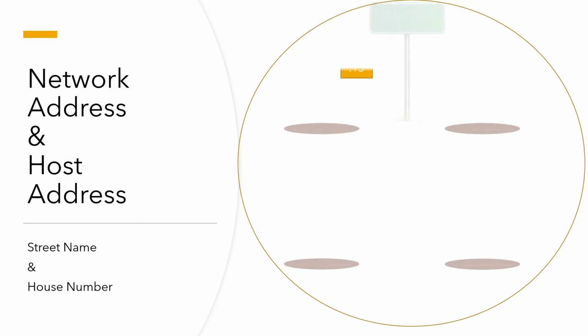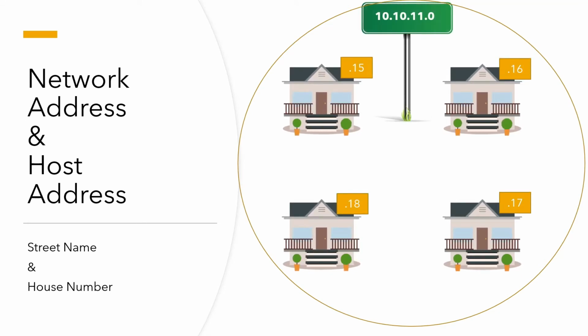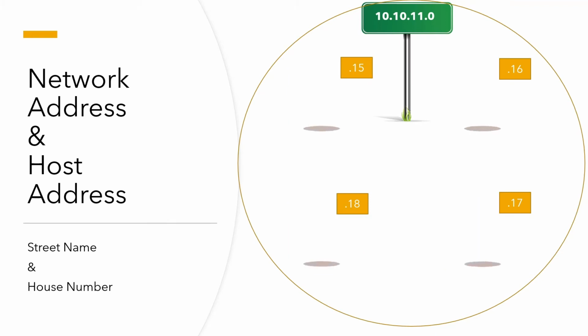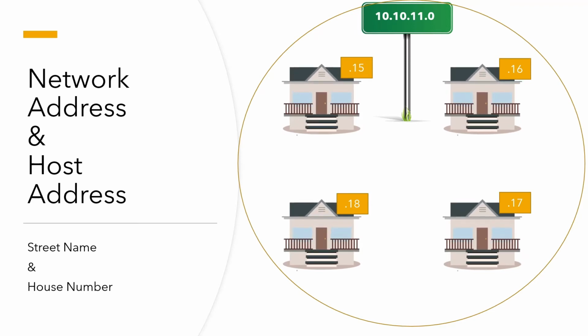A good way to think about a local area network is to compare it to a neighborhood. A neighborhood has a street and house numbers that identifies its location. This way we can call the network address number the street name and the house number the host address.